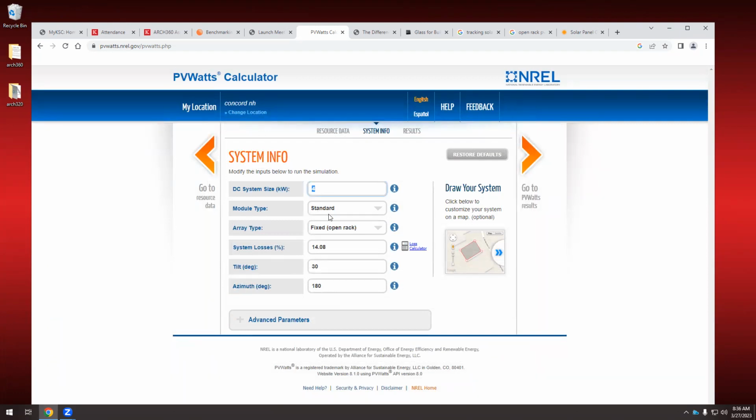And now that's the key of this, the DC system size in kilowatts. So what's that? That's the direct current production of the PV array in kilowatts. So that depends on two things. It depends on the production of each panel and the number of panels. So where can we get this information? We can get this information from catalogs.